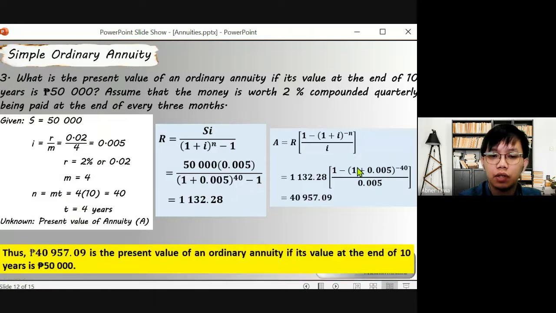And then let's have here just the conclusion. So thus 40,957.09 will be the present value of the annuity. Okay. O kung mapapansin nyo din dito sa problem, specified na ordinary siya. But for some problems, you need to determine what type of annuity is being given.